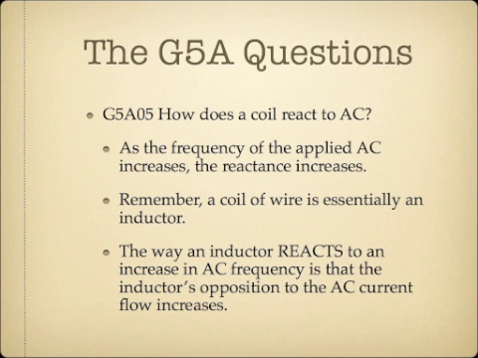How does a coil react to alternating current? The way it reacts is as the frequency of the applied alternating current increases, the reactance increases. So there's a direct relationship. As one increases, the other increases. And remember, this is just for coils or inductors. The way an inductor reacts to increased AC frequency is that the inductor's opposition to the AC current flow also increases. So as the frequency of the applied AC increases, the reactance increases when dealing with inductors or coils.